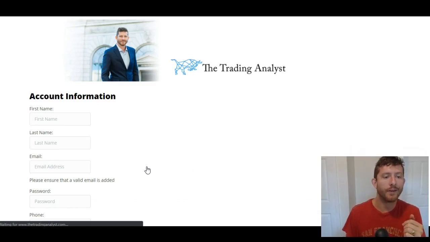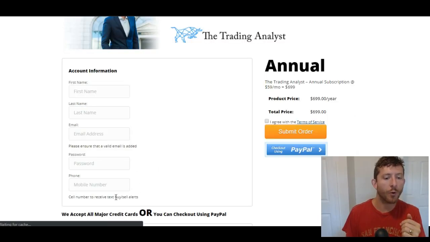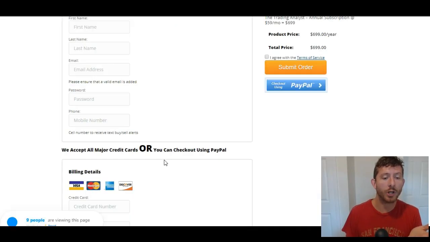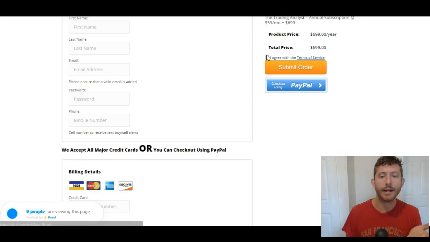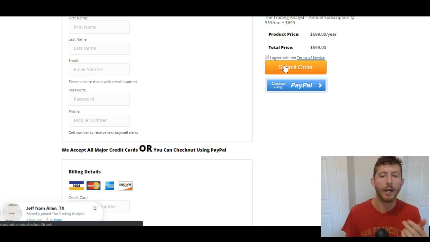Then all you have to do is fill out your first name, last name, your email address, your password. You can choose your password here, and your phone number here. We need the phone number in order to send you the buy and sell text alerts, so make sure it's a valid phone number that you receive text messages on. Then fill out the billing information just below. Once you do that, you can come up here and click the agree with terms of service button. You have to do that before you either click submit your order, or if you want to check out using PayPal, you can do so right here.